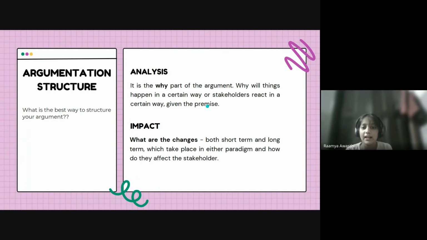So can you please explain analysis because I can't understand. Yeah, I will.